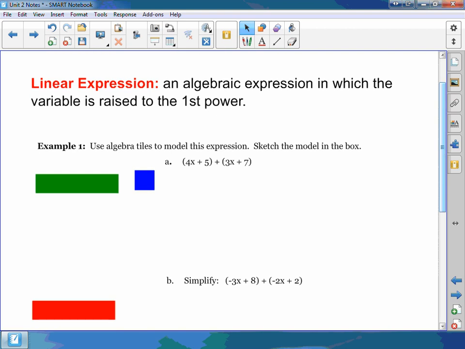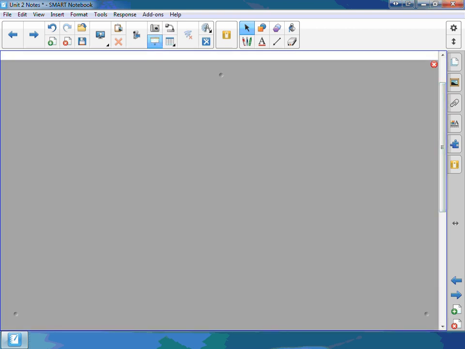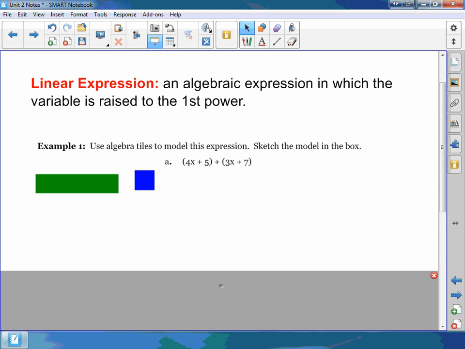So up to this point, guys, we've been talking about how to simplify algebraic expressions. Well, that is another name for simplifying these linear expressions. Linear expressions are algebraic expressions in which the variable is raised to the first power. We haven't done really any non-linear expressions to this point. So they're talking about expressions that look like 2x squared plus 4x minus 9, something like that. That's not a linear expression because the variables aren't all to the first power.